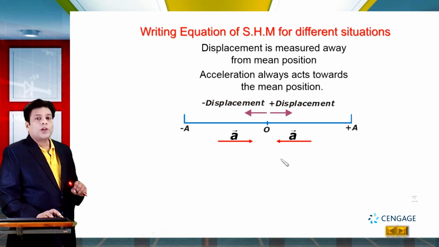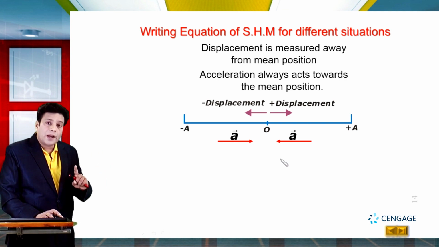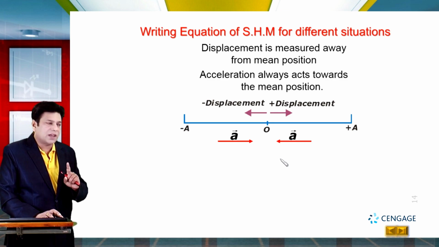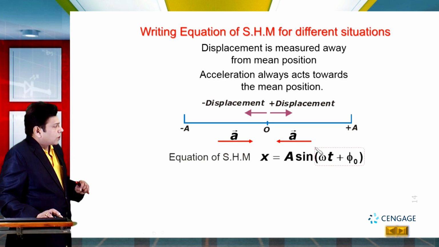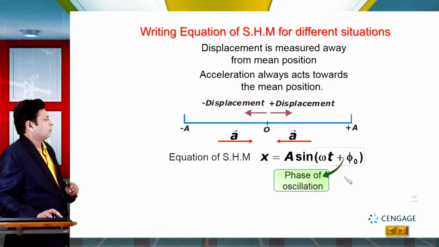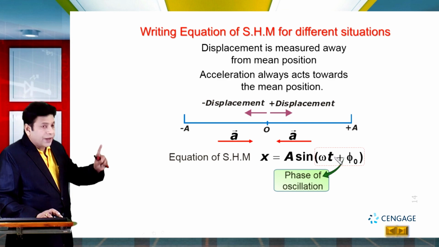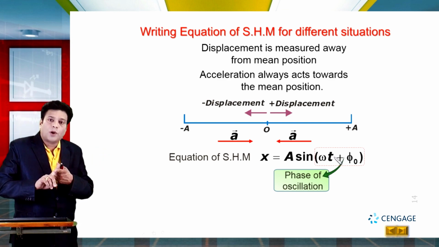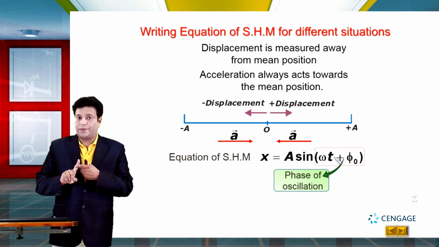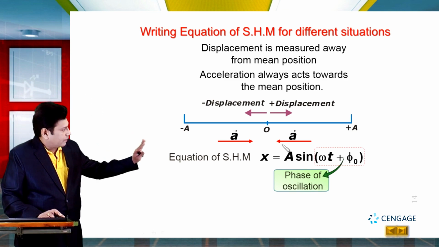Now, we know the general equation of SHM is x equal to A sin(omega t plus phi naught). And we know this omega t plus phi naught is the phase of oscillation. If we substitute t equal to 0, the phase of oscillation becomes phi naught. That is called the initial phase. You can follow the diagram.